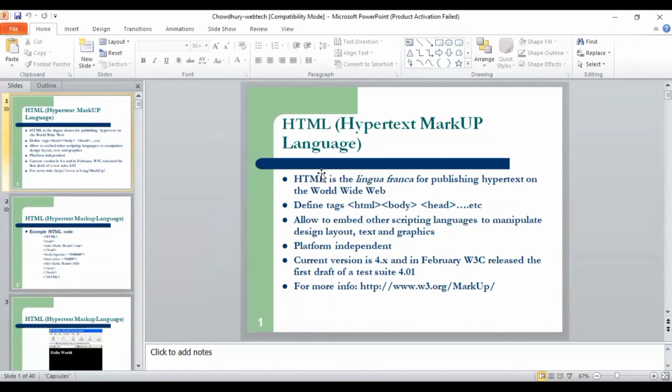HTML is basically Hypertext Markup Language, the lingua franca for publishing hypertext on the World Wide Web. What was the World Wide Web? We have already discussed that.